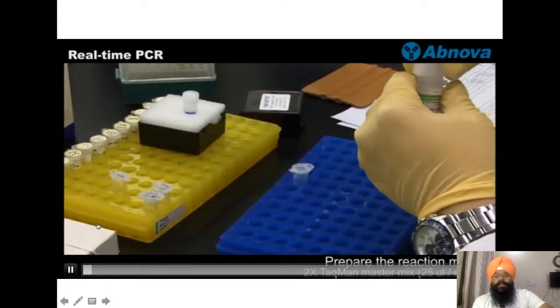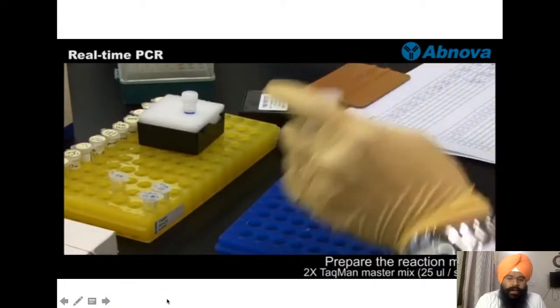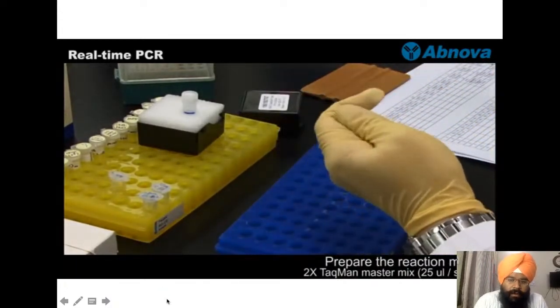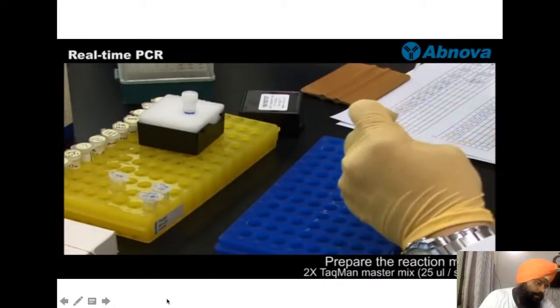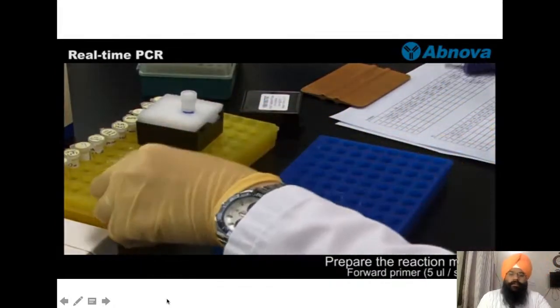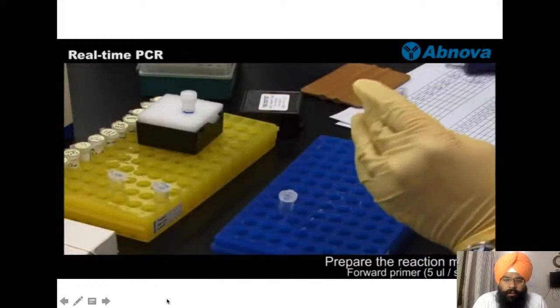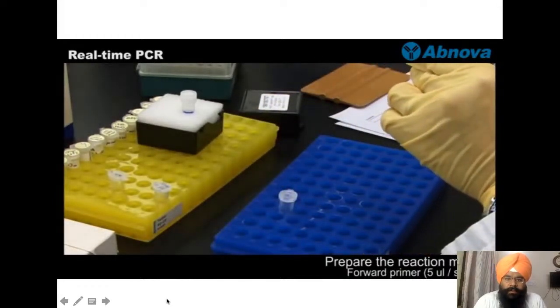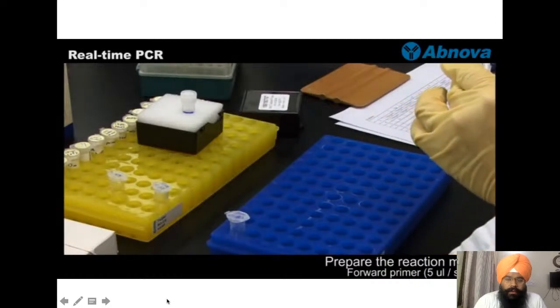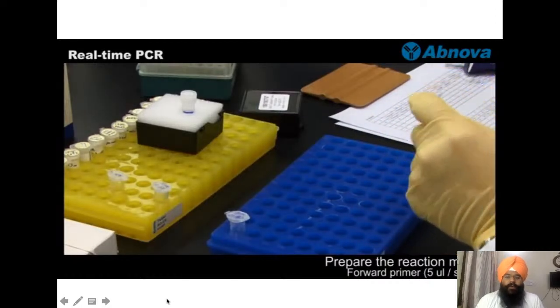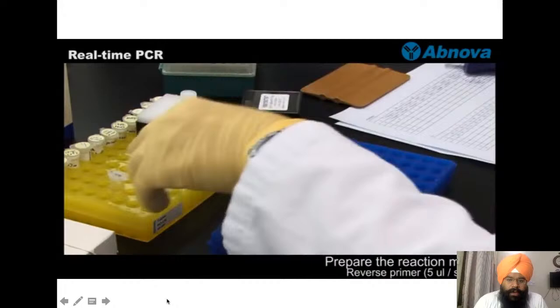In real-time PCR, you take a TaqMan master mix already prepared, 25 microliters per sample. Then you add forward primers, 5 microliters. Forward and reverse primers, 5 microliters to your sample.